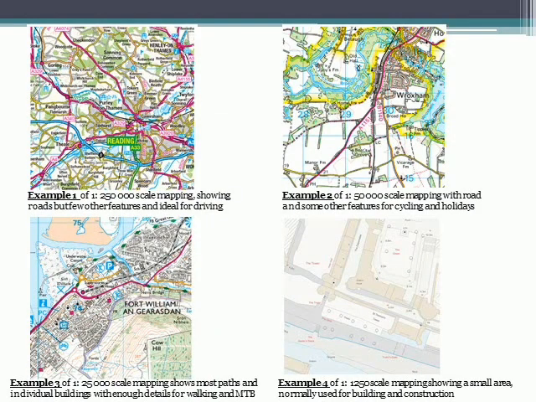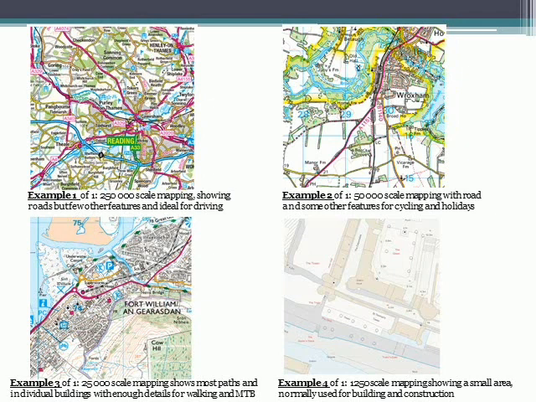Here are examples of different scales of maps. The first one, example 1, is 1 to 250,000 scale mapping. It shows roads but few other features, and this one is ideal for driving. Okay, all the roads are there. Example 2, this is 1 to 50,000 scale mapping with roads and some other features, for cycling and holidays. So this one shows a little bit more detail.